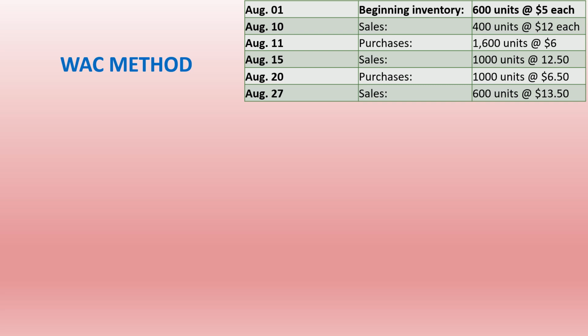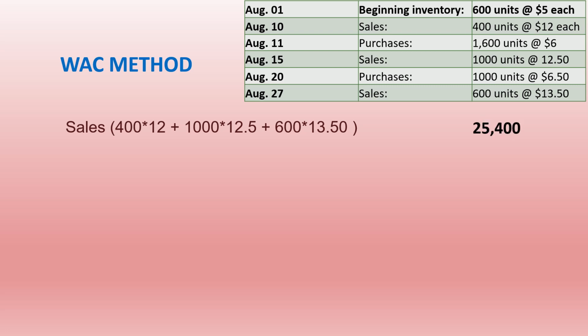Now let's see how we are going to do the calculation based on the weighted average method. Here also we have to calculate the sales first. Sales, we have to take the selling quantity with its selling price. So the value is 25,400.